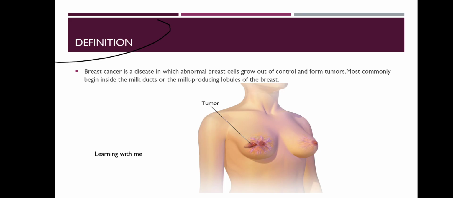Then, definition of breast cancer. Breast cancer is a disease in which abnormal breast cells grow out of control and form tumors. Most commonly they begin inside the milk duct or milk producing lobules of the breast.